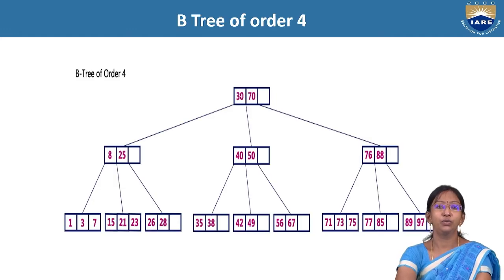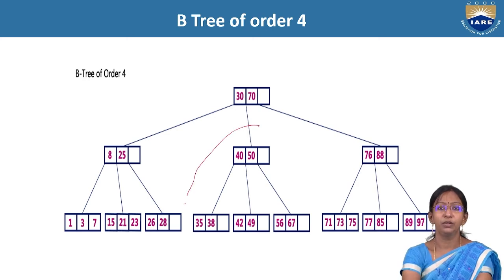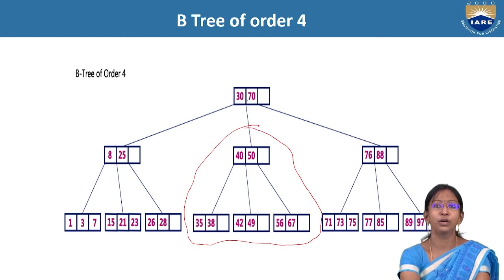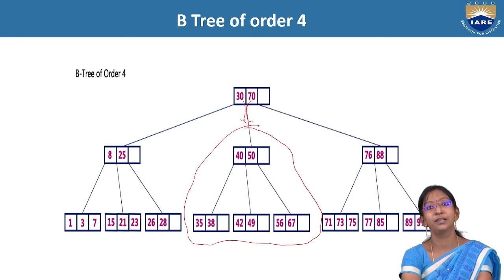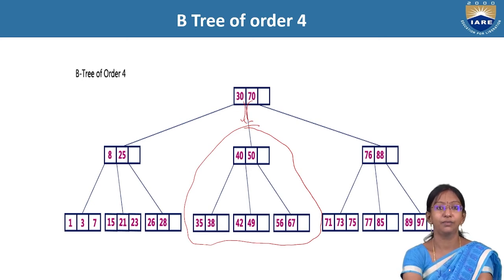Okay. Coming to a small example of a B tree of order 4. If you look at this one, the center subtree, you can call it the right subtree of 30 or the left subtree of 70. Both are one and the same. Have a look. All the elements are greater than 30. That's why it is the right subtree of 30. All the elements are less than 70. So it is the left subtree of 70.